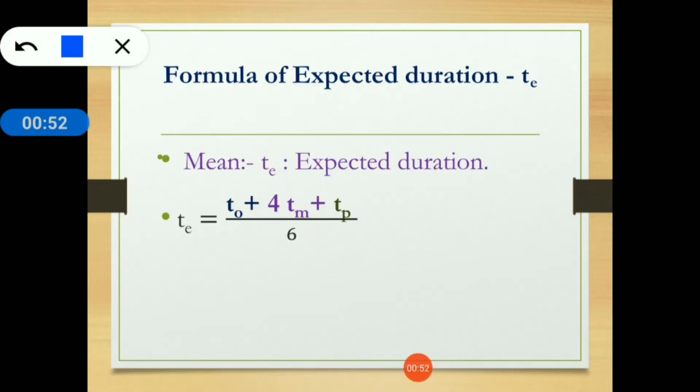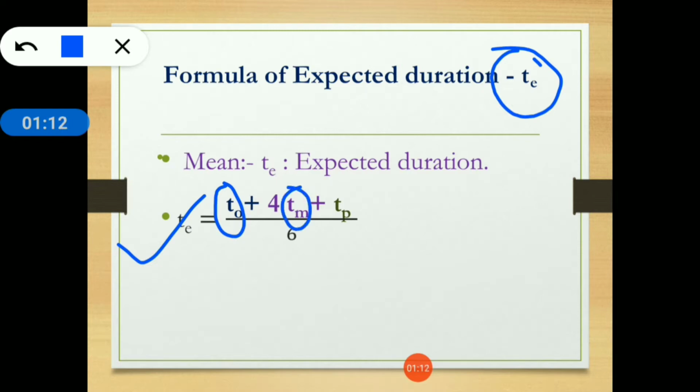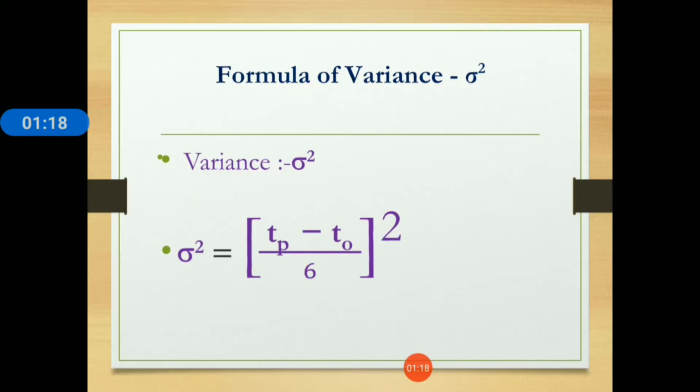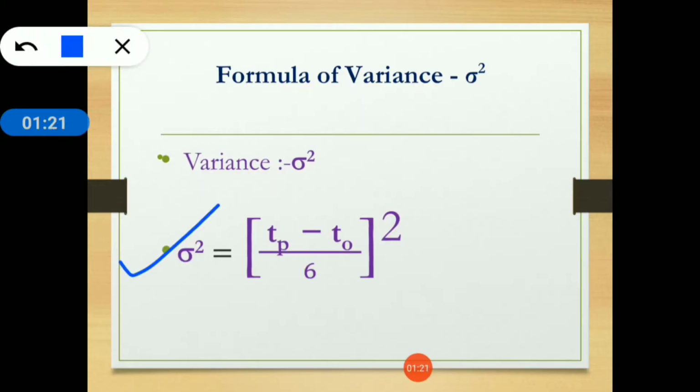And we are required to find the expected durations. We calculate the expected duration from these 3 times. This is the formula: TE is equal to optimistic time plus 4 times most likely time plus pessimistic time, divided by 6. And this is the formula of variance: pessimistic time minus optimistic time divided by 6, whole square.